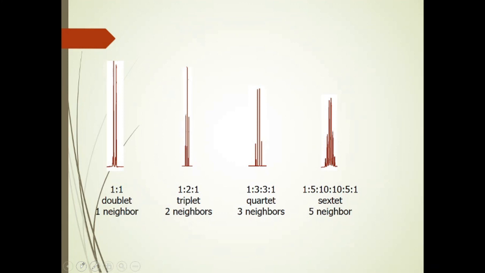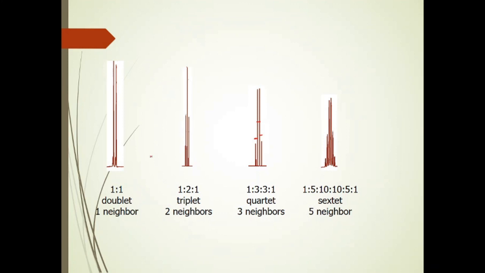A few things to note about these is the peaks are symmetrical. The spacing between the peaks is uniform. So for example, with this quartet, the space between the outer and inner peak is the same as the distance between the two inner peaks, or the same as the distance between this outer and inner peak.